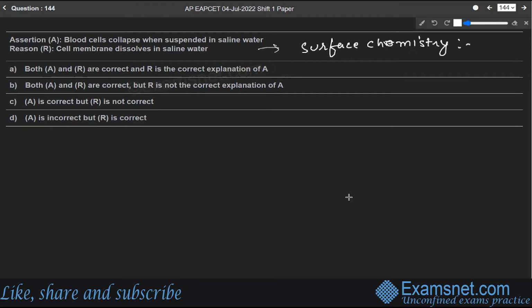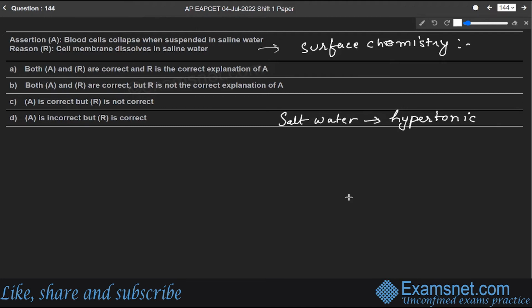Blood cells collapse when suspended in saline water, and the reason they have given is that the cell membrane dissolves in saline water. So let's see how we solve this. Saline water is salt water, right? The salty water. And when you talk about salt water, this is a hypertonic solution. I hope you guys know hypertonic solution. What happens in a hypertonic solution, I'll be telling you. This particular one is a hypertonic solution, and there is a cellular fluid given to us.